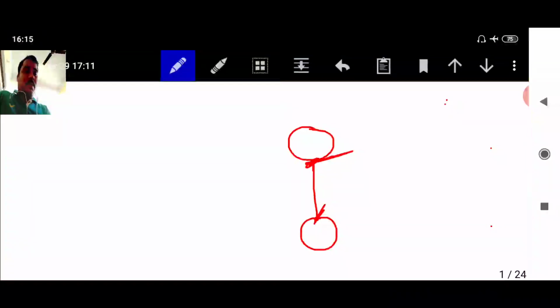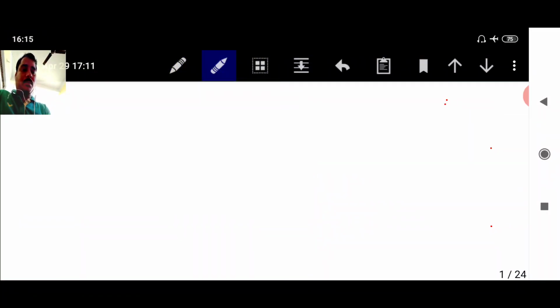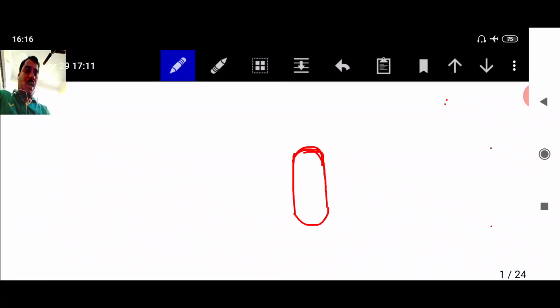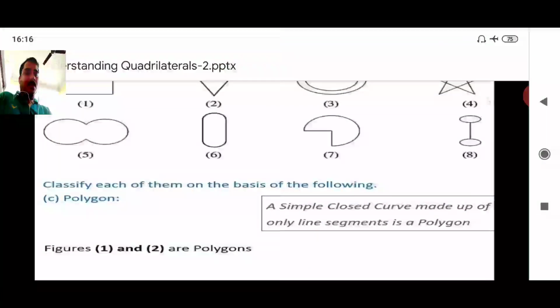If we discuss this figure, these are line segments, but here is a curve part, not a line, so it is not a polygon. Okay, so first and second are polygons.